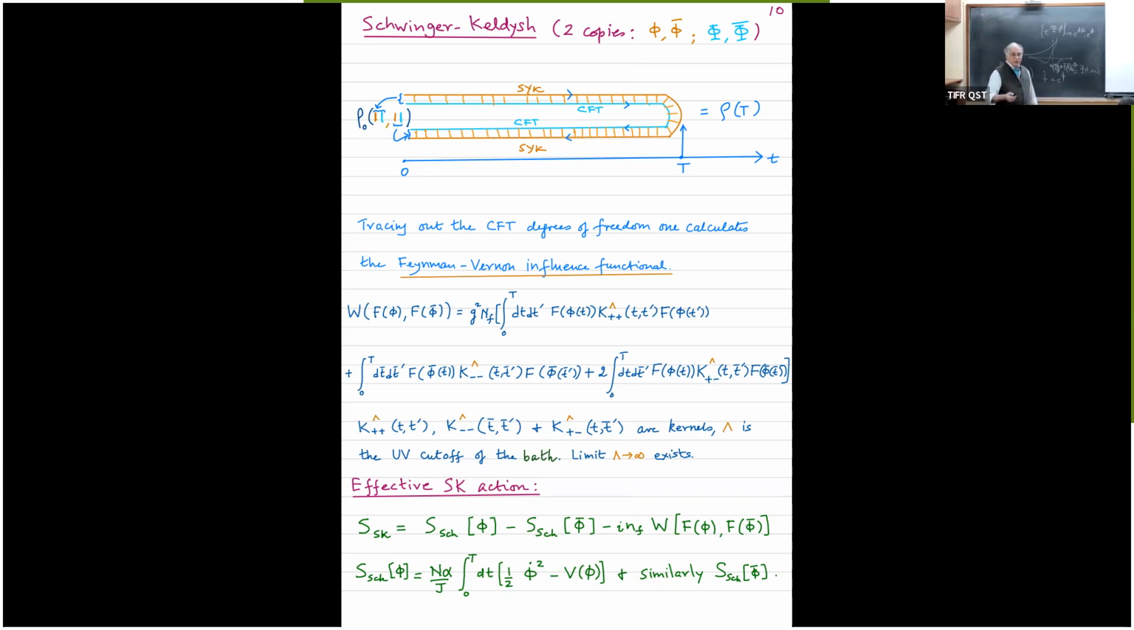I will not present a calculation, but you'll have to put all those things, do all the integrals and arrive at this object. This is the Feynman-Vernon influence functional. You integrate out the path. So now you work with the open quantum field theory, which everybody is familiar with. And you get this.